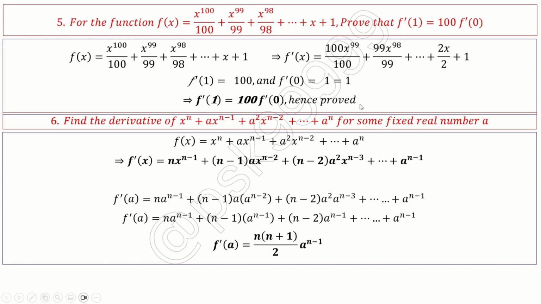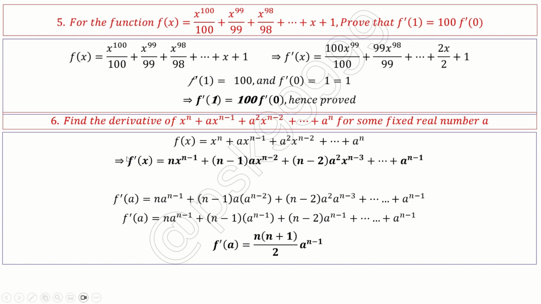Find the derivative of x to the power of n plus a into x to the power of n minus 1 plus a square into x to the power of n minus 2 up to a to the power of n. Okay, for some fixed real number a. This is also similar to the above one. Okay, each term we have to differentiate, and each term is in the form of x to the power of n.